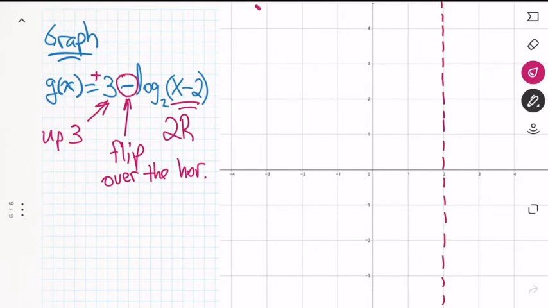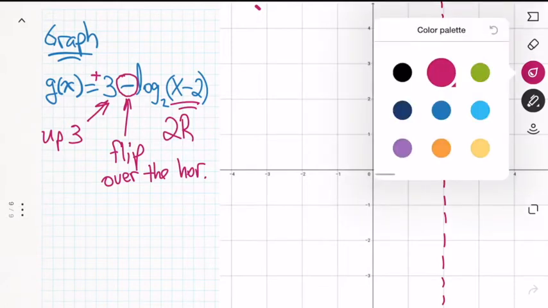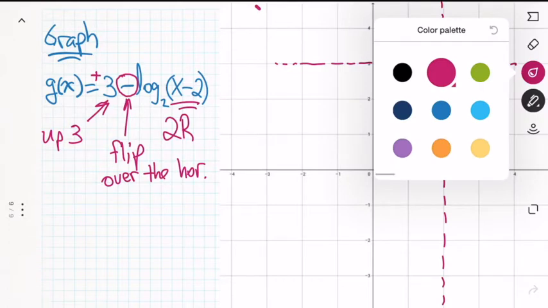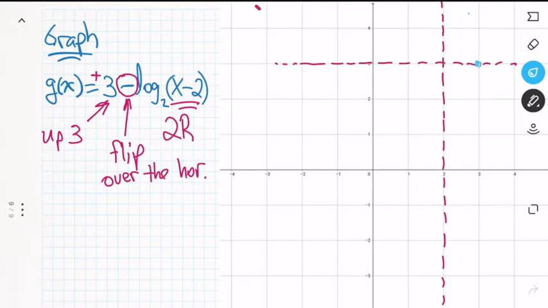And up 3 would be up here. Oops, don't want that. So it's kind of high on this graph. The other thing is, with the negative in front of it, the point that is 1 to the right of the intersection of these axes is going to be in the same location, because if I flip over the horizontal line, this point's not going to go anywhere. So this will be a guaranteed point on this graph.